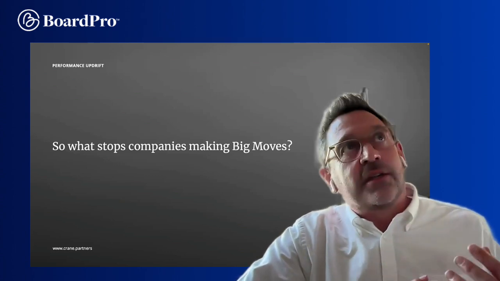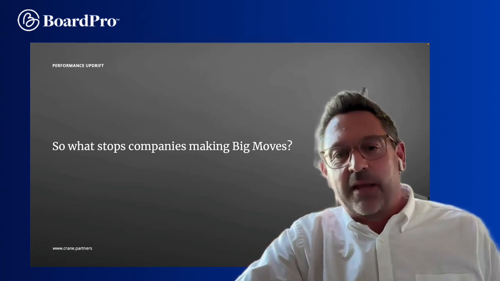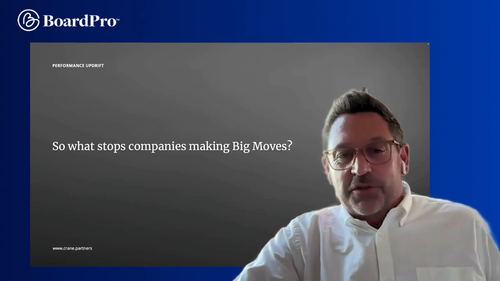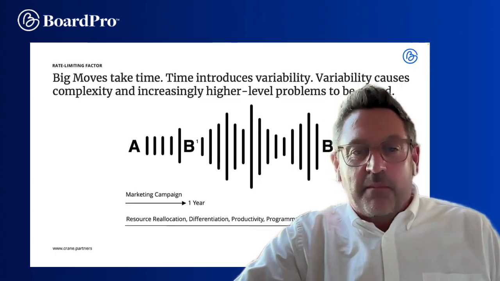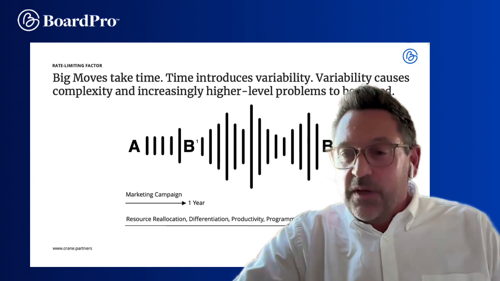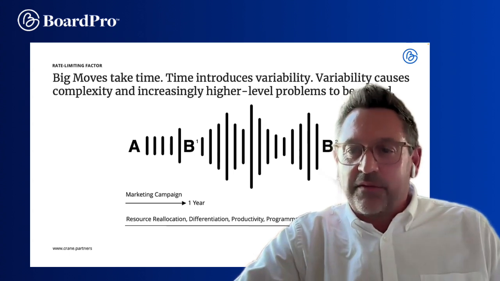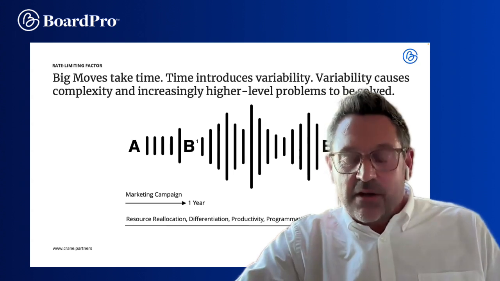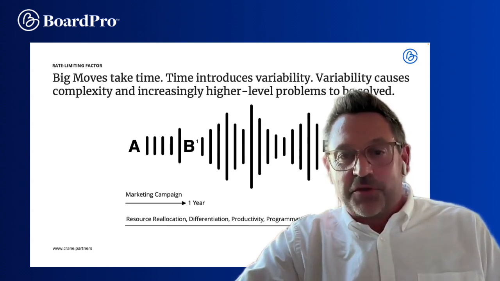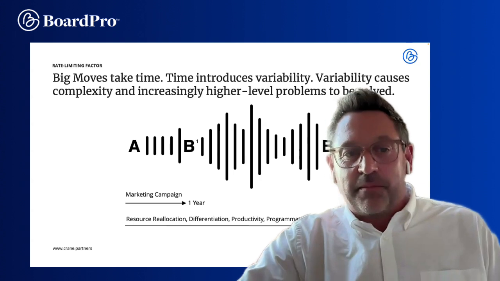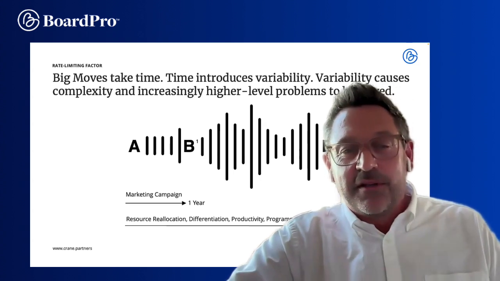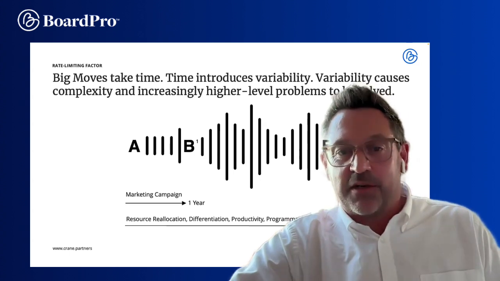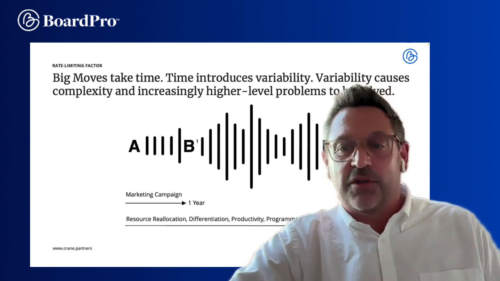So you're probably asking, what is it that really stops companies making these big and significant moves? Well, next slide, Sean. The big factor is that big moves take time. So these are not 3-month, 6-month type strategies. These are multi-year strategies. So big moves take time. Time introduces variability. Variability creates complexity in your business and requires you to be able to solve, as both business owners, management and directors, high level problems as time goes on.